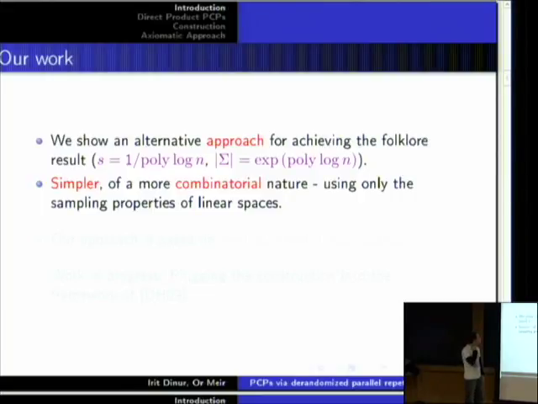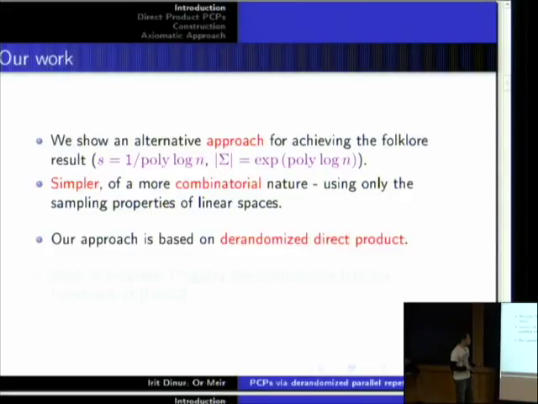And Irit and I believe that combinatorial proofs are usually preferable, or at least we prefer them to algebraic proofs, because we feel that they give more intuition or better explain the theorems that we prove. So we are happy with this result.